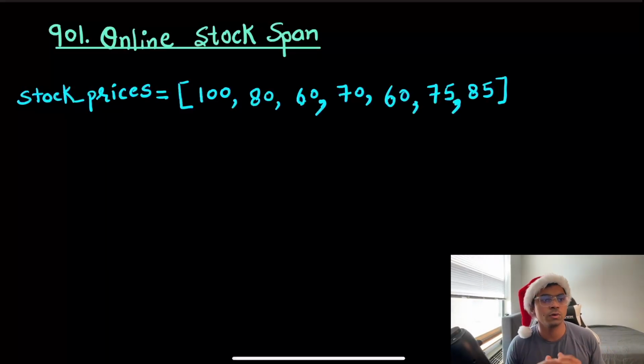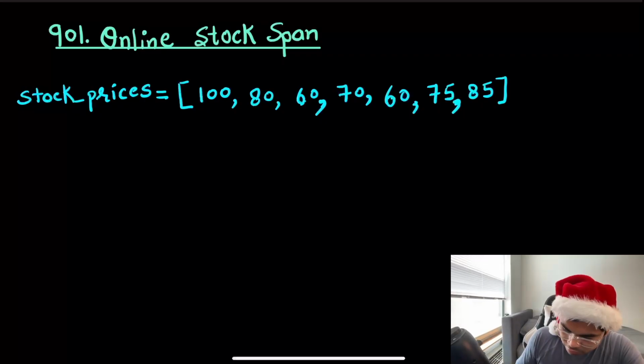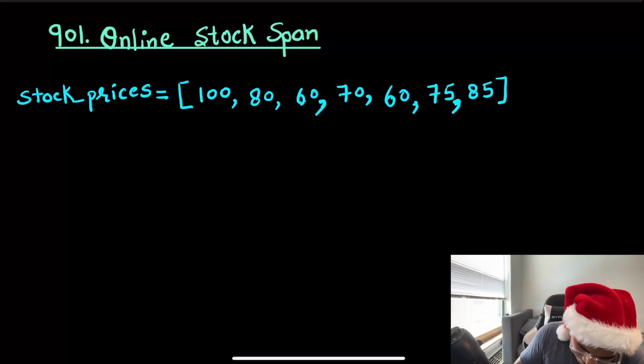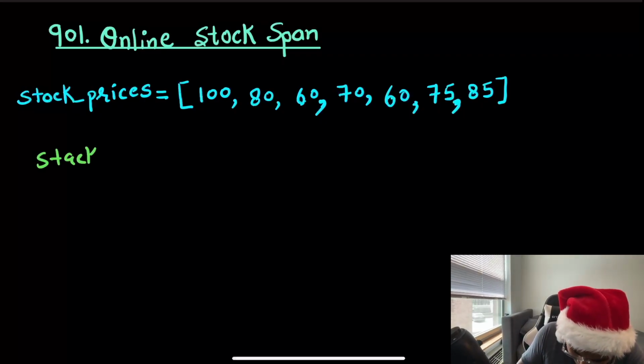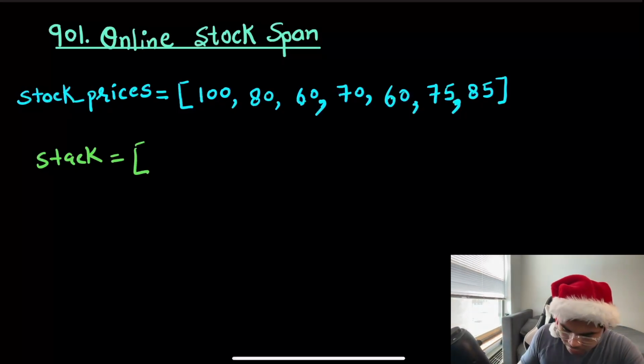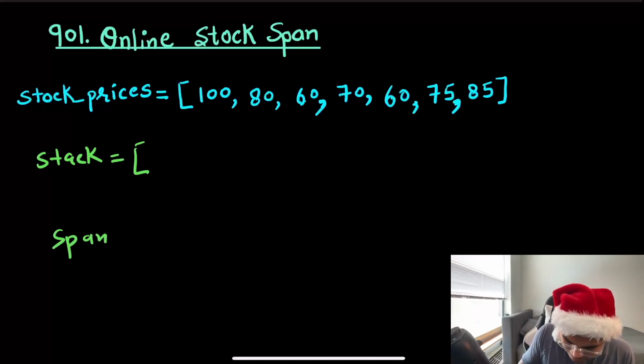So we'll have to store two things. So I'm gonna have stack, and then stack will be storing our prices and spans. Okay, and then we'll just return the span for that day. So I'll just also have span right here. Okay, like this.